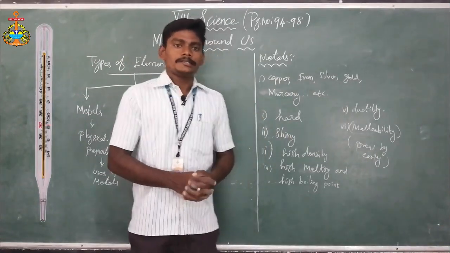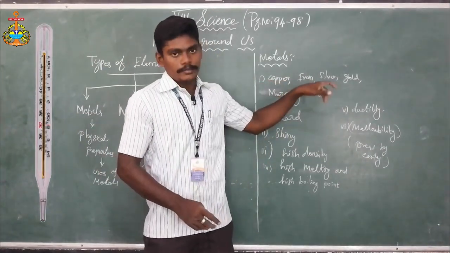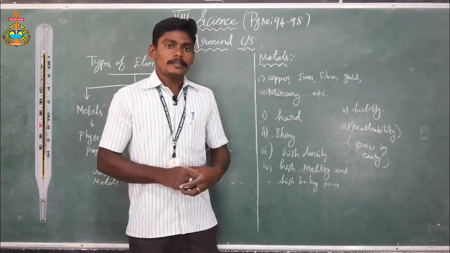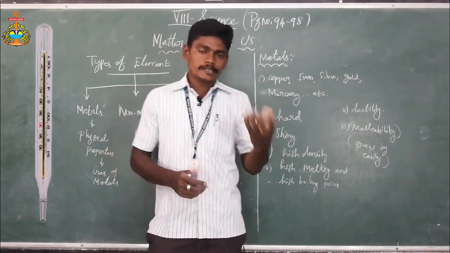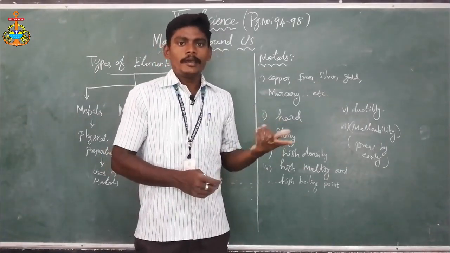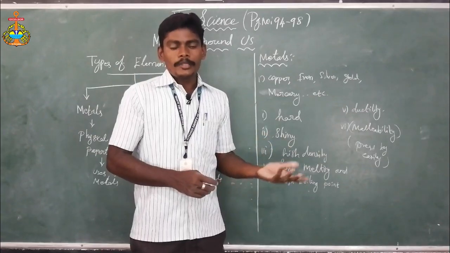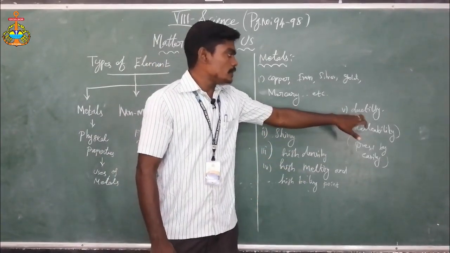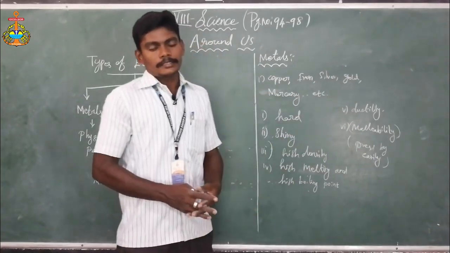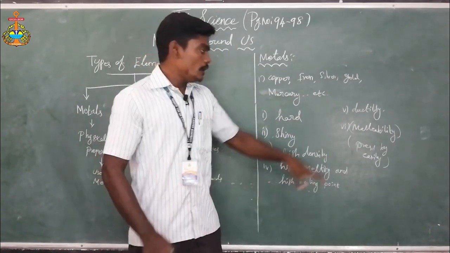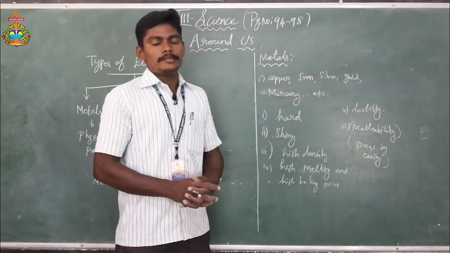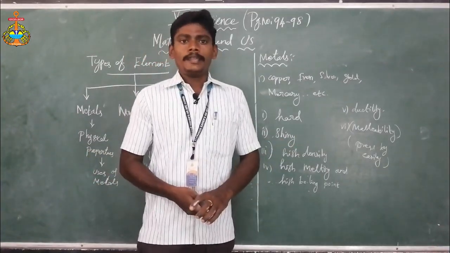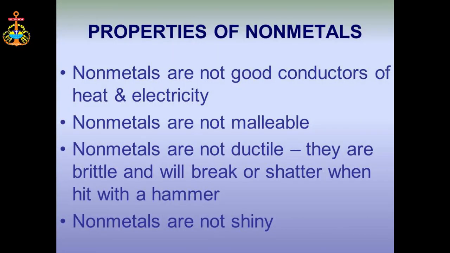So the elements of metals include copper, iron, silver, gold, mercury, and aluminum. They have some physical properties: they are very hard, look very shiny, and have a high density and also a high melting point and boiling point. The special characteristics of metals are ductility and malleability. Ductility means being easily flexible, and malleability means can be pressed easily. So these are the properties and uses of the elements.